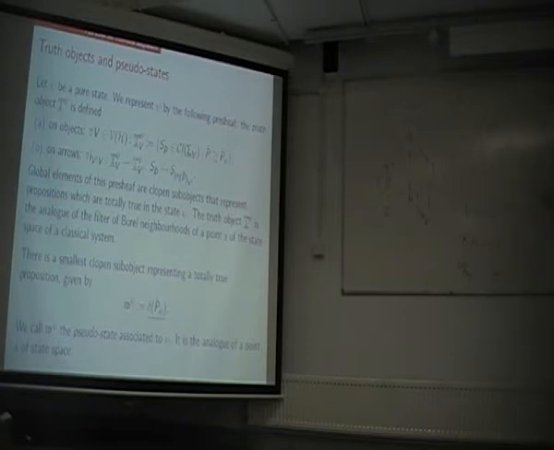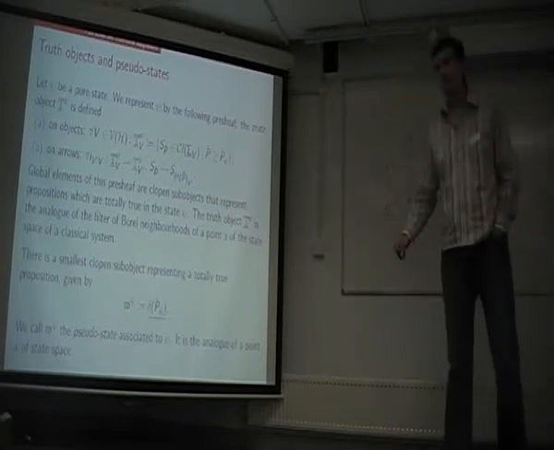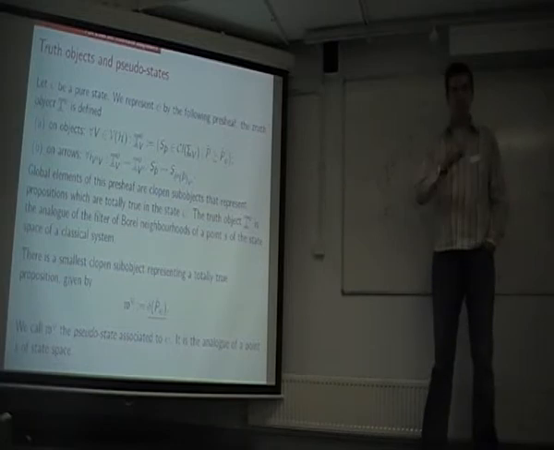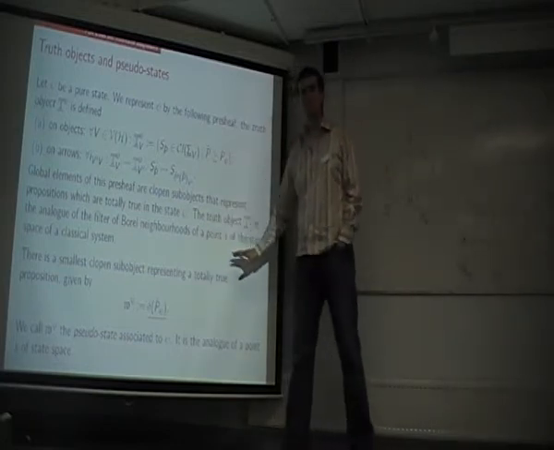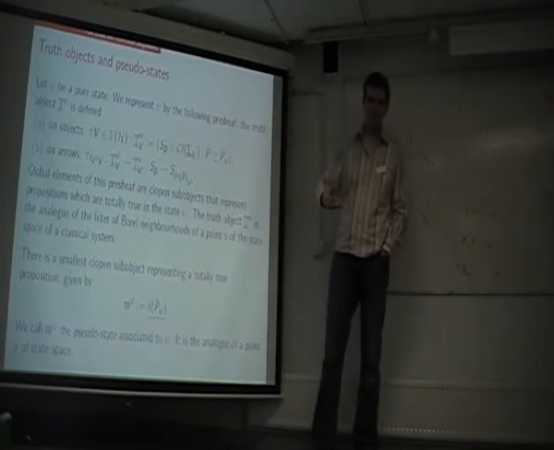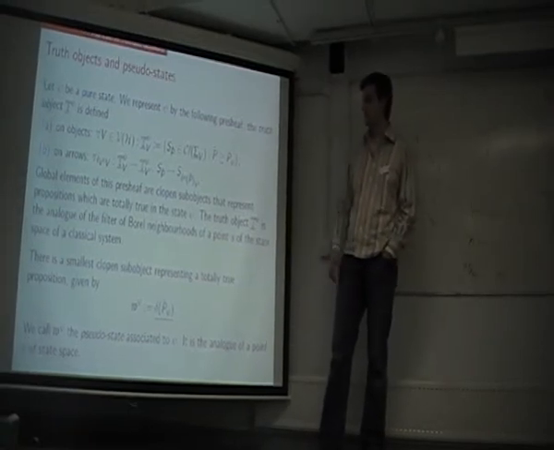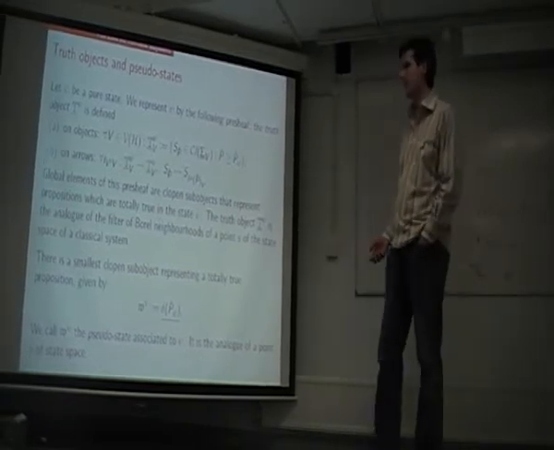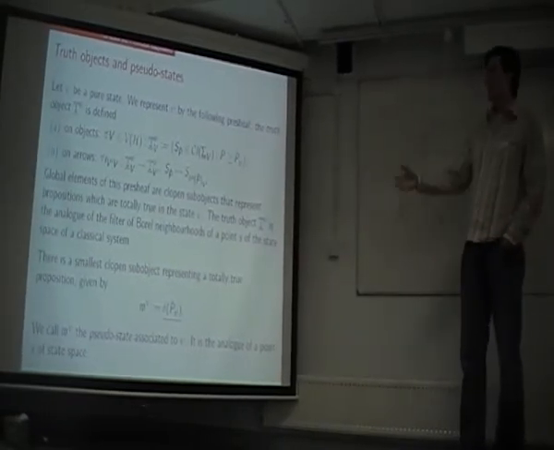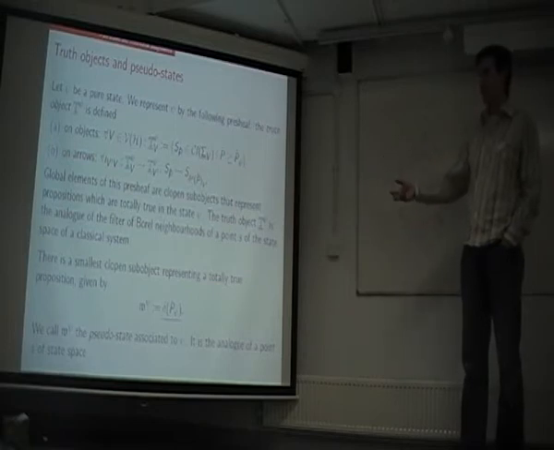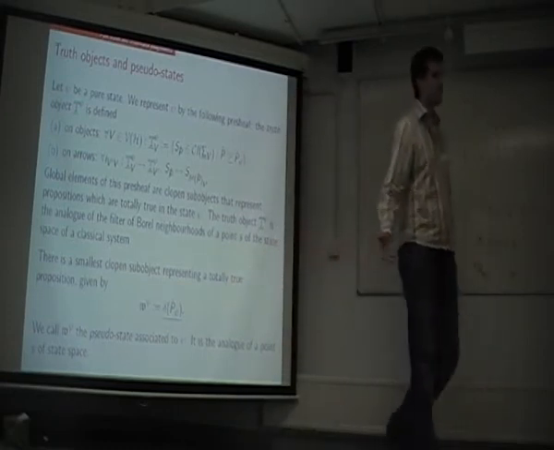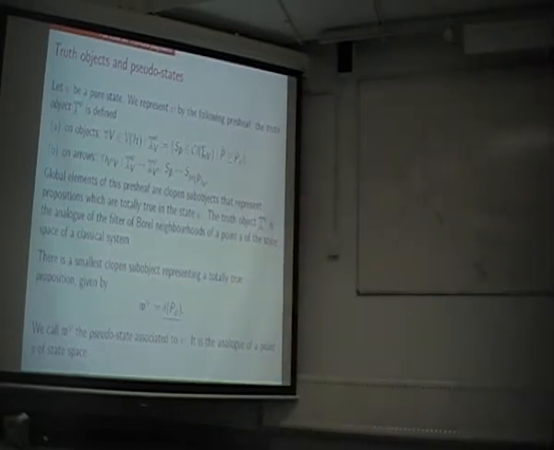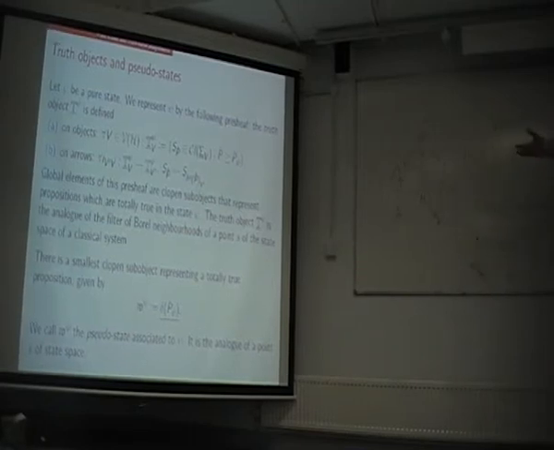So what's the analog of the point itself, if you like? Well, it turns out that this pre-sheaf sigma has no points in the sense that it has no global elements, but still this collection here has the smallest element. So it has something which is as good as we can get, as close to a point as we can get in this picture. So the smallest Clopen subobject representing a totally true proposition is just given by the daseinization of P psi. And we call this the pseudo-state associated to psi. This is actually an analog of a point of state space.